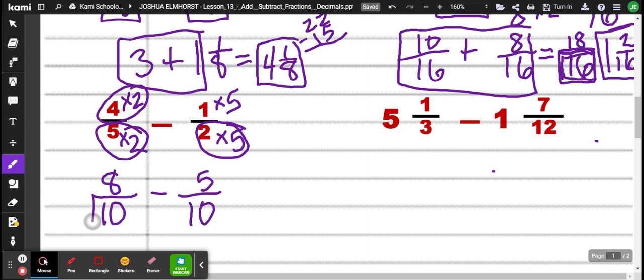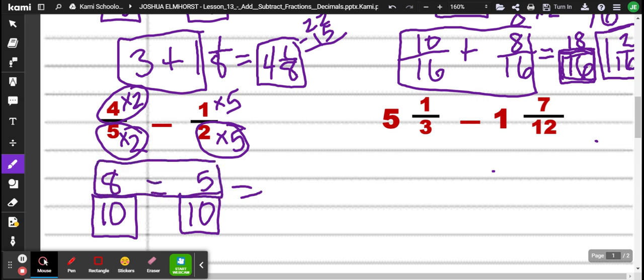So now that we have same denominators, common denominator of tenths and tenths, we can subtract the numerators. 8 minus 5 will give us 3 parts left over out of tenths. And then you're done.